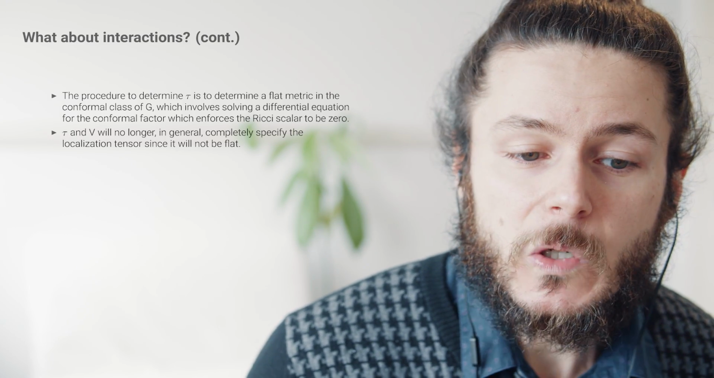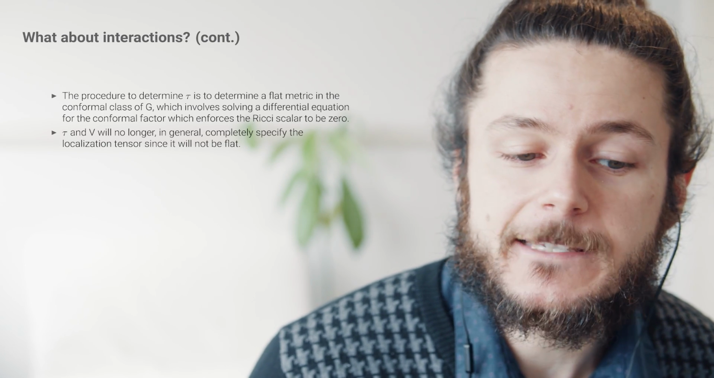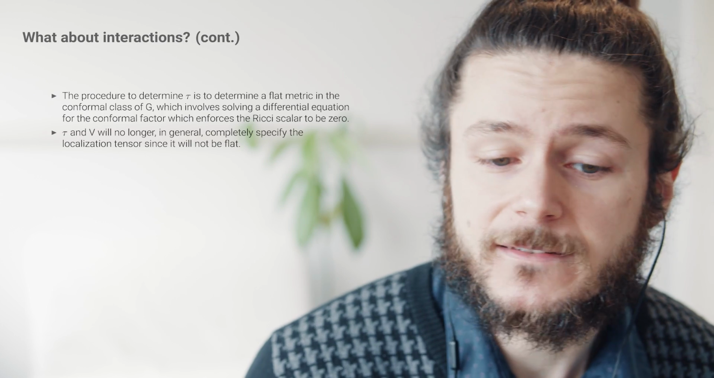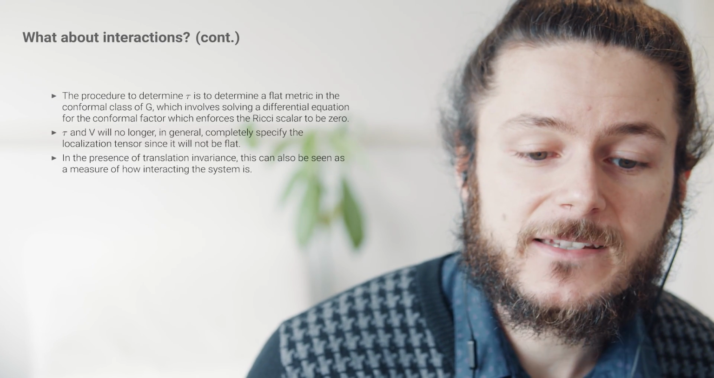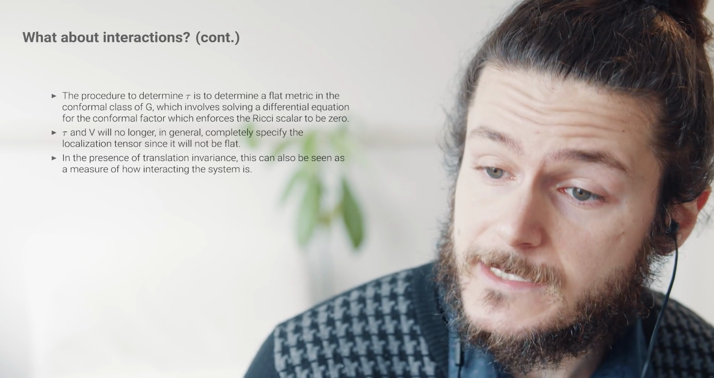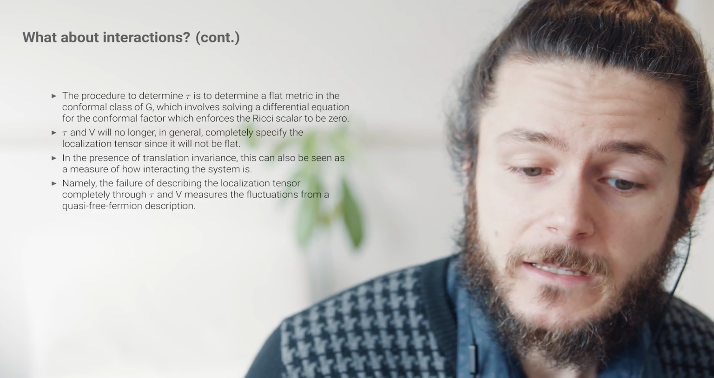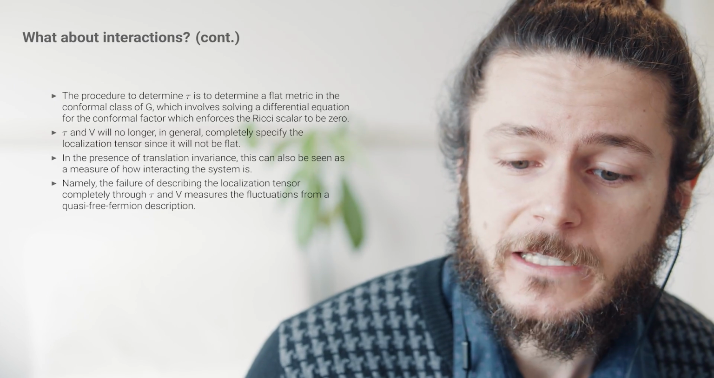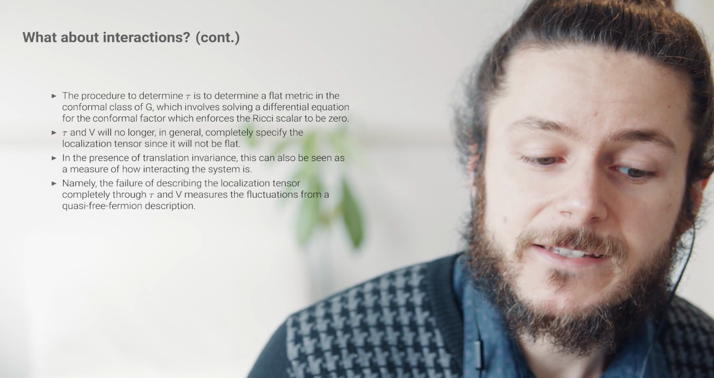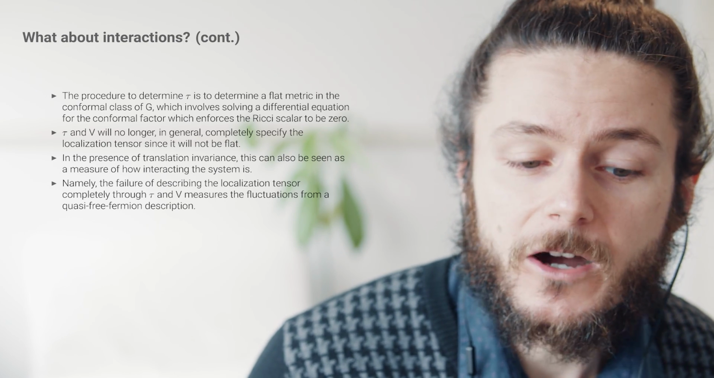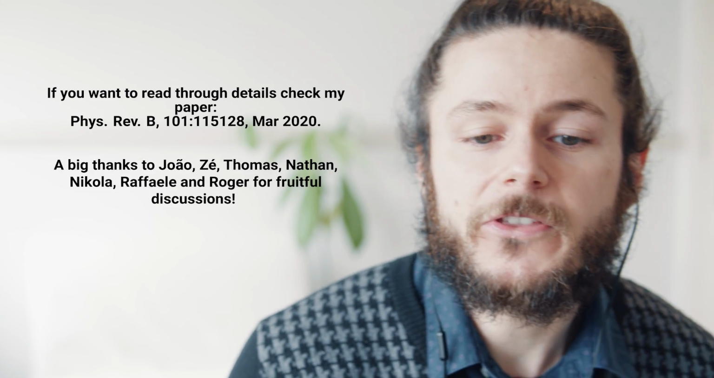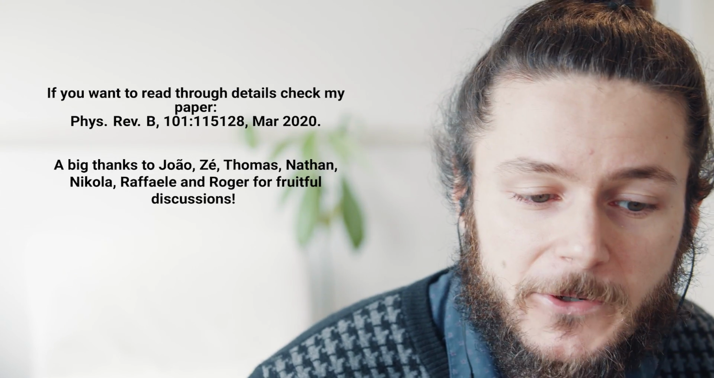Tau and V will no longer, in general, completely specify the localization tensor, since the latter will not be flat. In the presence of translation invariance, this can also be seen as a measure of how interacting the system is. Namely, if I fail to describe the localization tensor completely through tau and V, essentially I'm having fluctuations of a quasi-free fermion description. If you want to read through the details, you can check my paper.